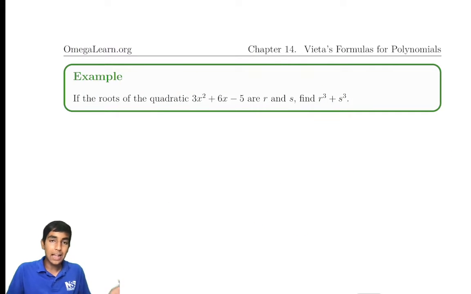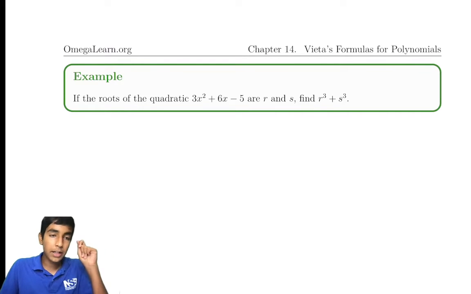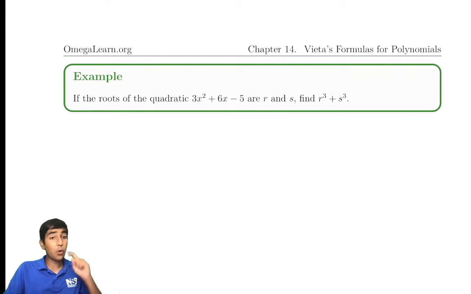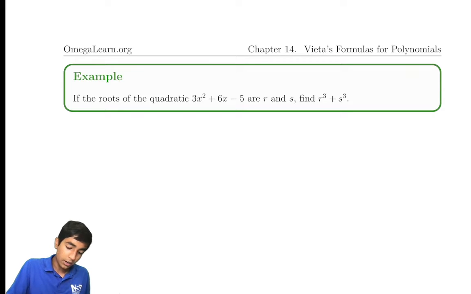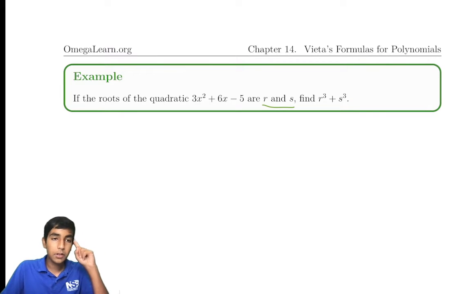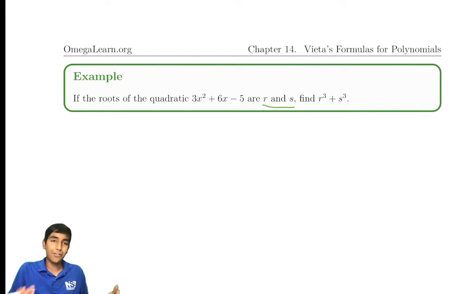Let's take a look at an example, but it's not just going to be a straightforward application. We're going to have to do a little bit of algebraic manipulation. If the roots of the quadratic 3x squared plus 6x minus 5 are r and s, find r cubed plus s cubed. How can we do this? We don't know r cubed plus s cubed with Vieta's. Let's figure out what we do know with Vieta's.